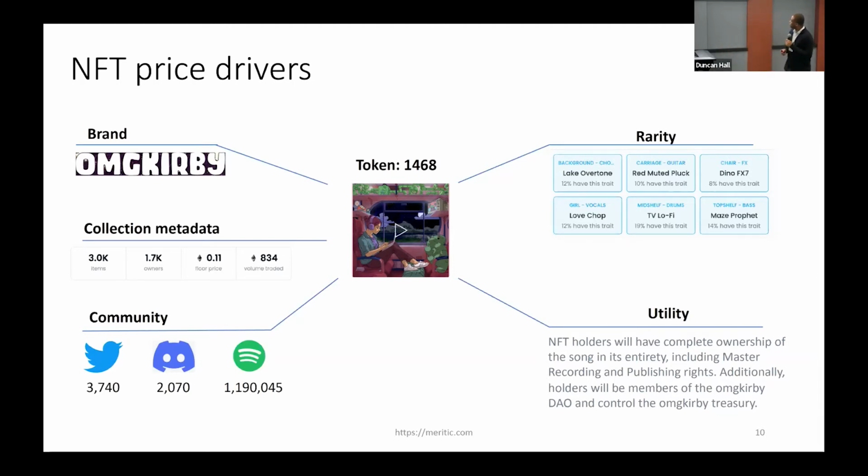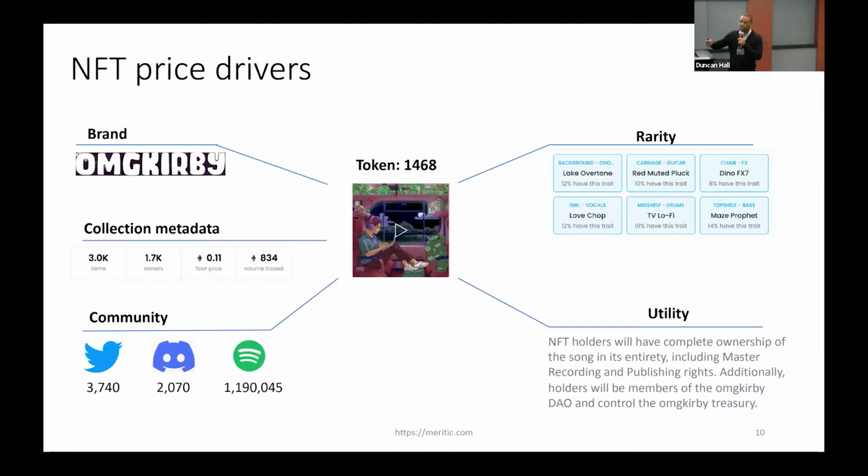And lastly, probably what's becoming more and more important is the utility of the NFT. In this case, this is a music NFT, and if you purchase this NFT, you get access to the full master recording of the music, and you also get access to make decisions concerning the organization, the DAO that owns the music.